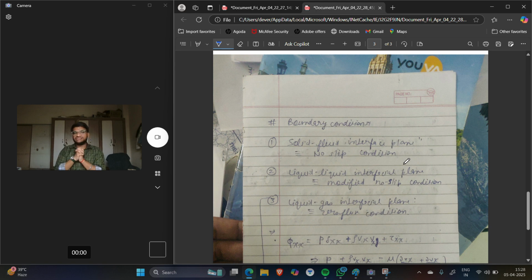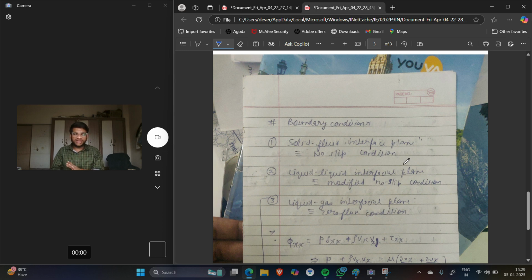So this is what the second condition says. And the third one is the liquid-gas interfacial plane, which means a zero flux condition. As we know, the viscosity of gases is much less than that of liquid, and the shear stress, or the momentum flux, depends on the viscosity of the fluid. So if the viscosity of one fluid is much less than that of the other, in such a condition there will not be any flux, and if there is any, we will neglect it. Which means at the liquid-gas interface, our tau xz is zero.